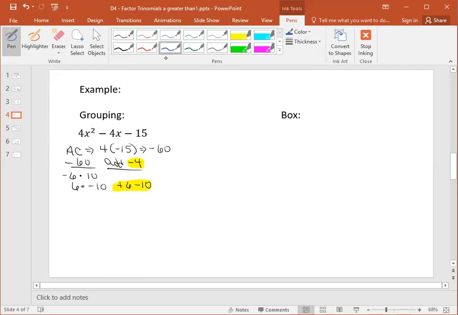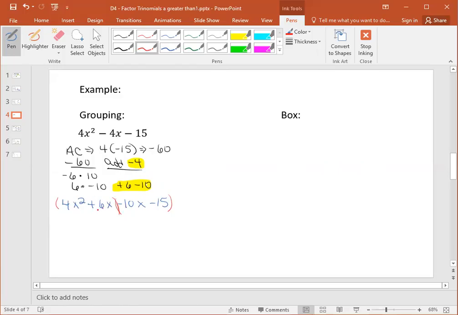So we're going to come down and rewrite 4x squared, and instead of writing the -4x this time, I'm going to write my new factors that I just found: plus 6x minus 10x, and then we have minus 15. Now we're just going to group them together, splitting them up into two sections.